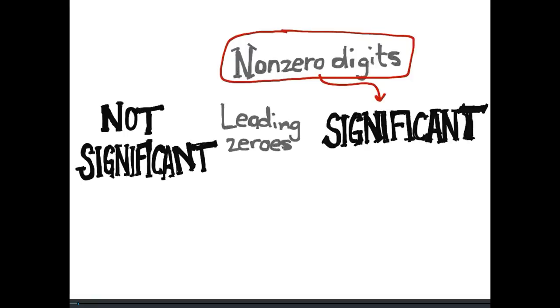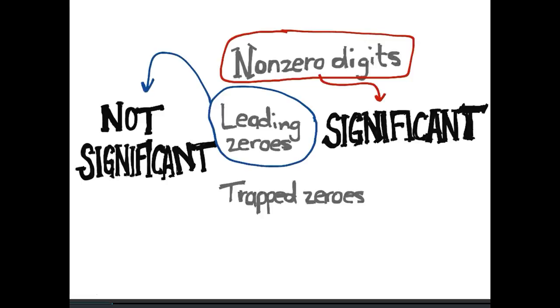Zeros are a little more confusing because it depends on where they are placed in the number. Leading zeros are zeros that are to the left of the first non-zero digit. So for example, the number 0.1 has one leading zero. Leading zeros are considered placeholders, and because they simply hold the place value of the digit that is given there, they are considered not significant.